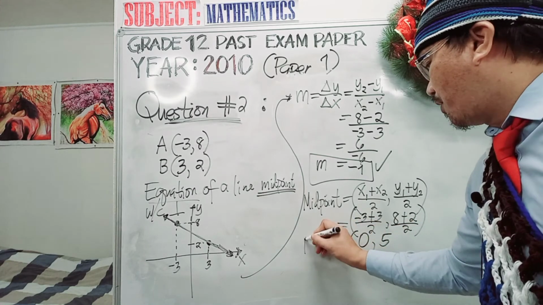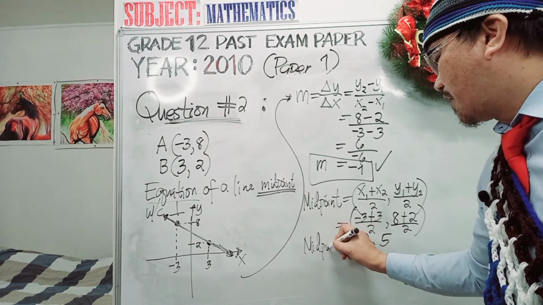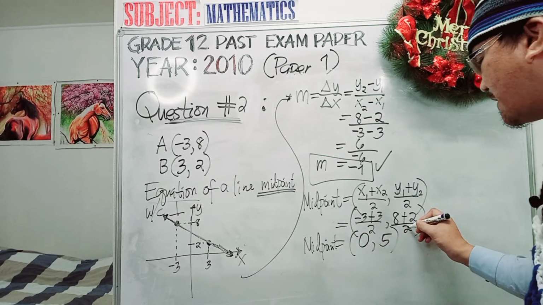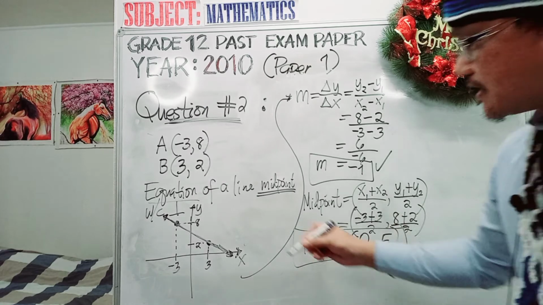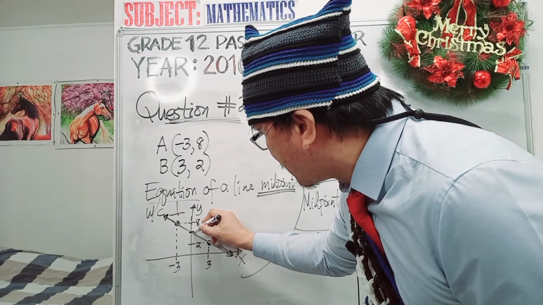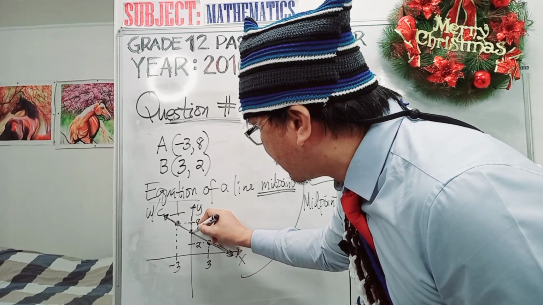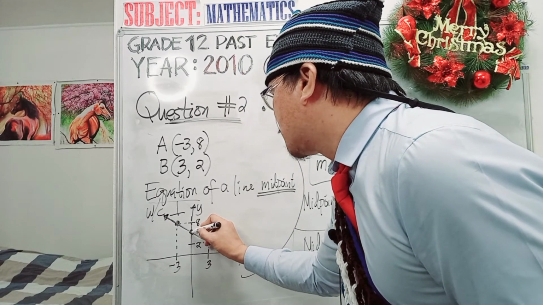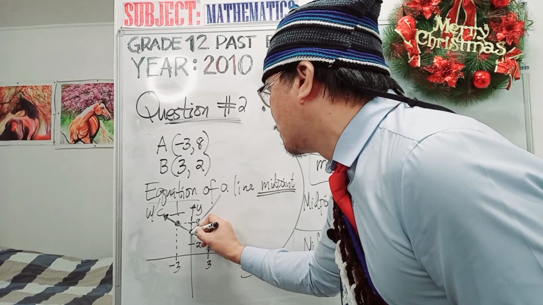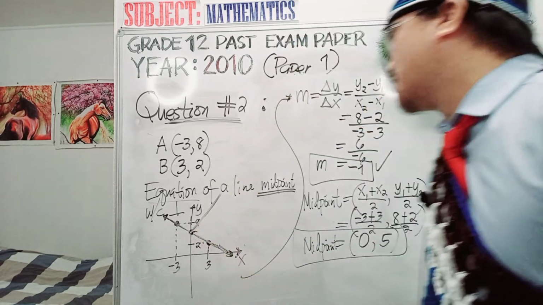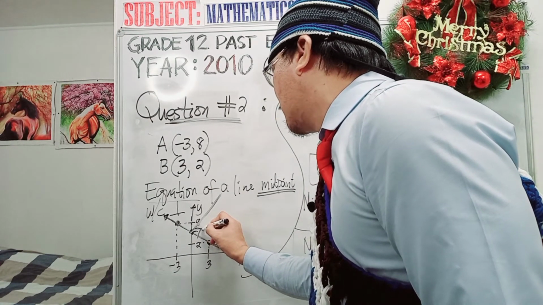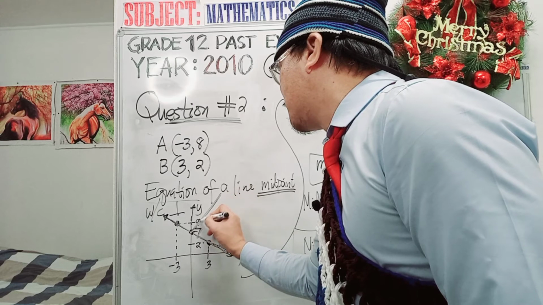So the midpoint therefore is equal to x is 0, y is 5. So somewhere here, this is the point. So from this point here, you can draw a line that is perpendicular to this line here. So when you say perpendicular, it forms a 90 degrees.